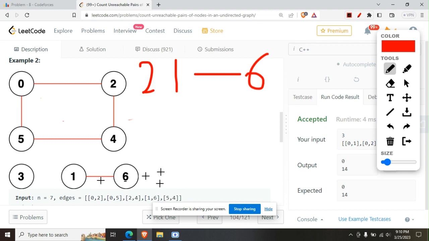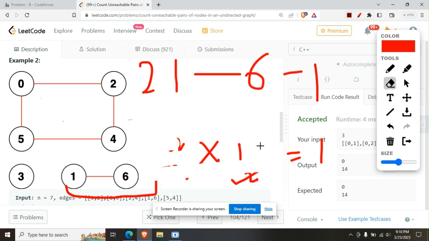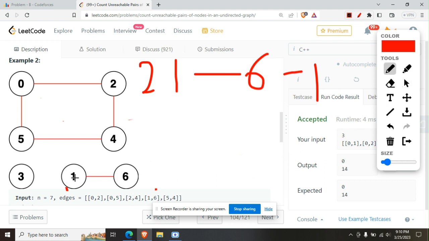So from this, what was this contributing to my answer? It was contributing 6 to my answer. So I just remove those 6. Now these 1 and 6. I see that 1 and 6 are connected. That means these two guys can obviously reach each other. What is it contributing to my 21? We'll just calculate that, which will be nothing but, with the number of nodes being 2, n into n minus 1 by 2. So it is 1. So this graph is contributing 1 to my answer.